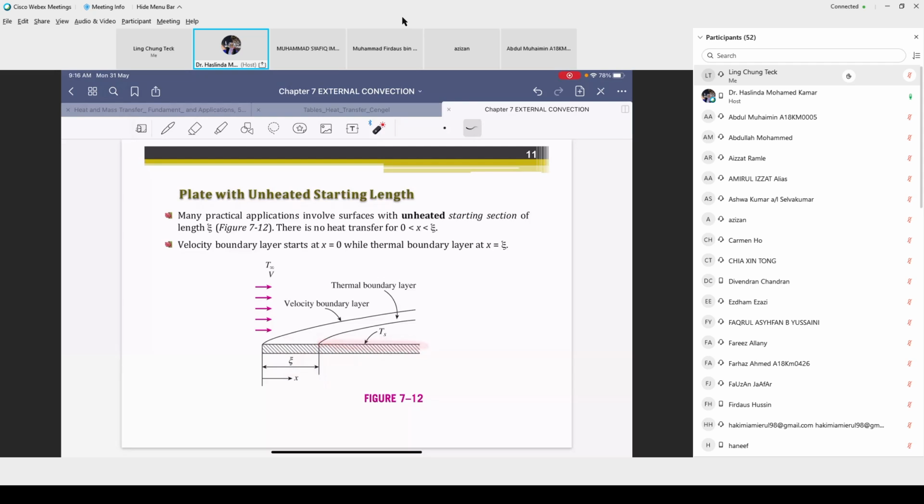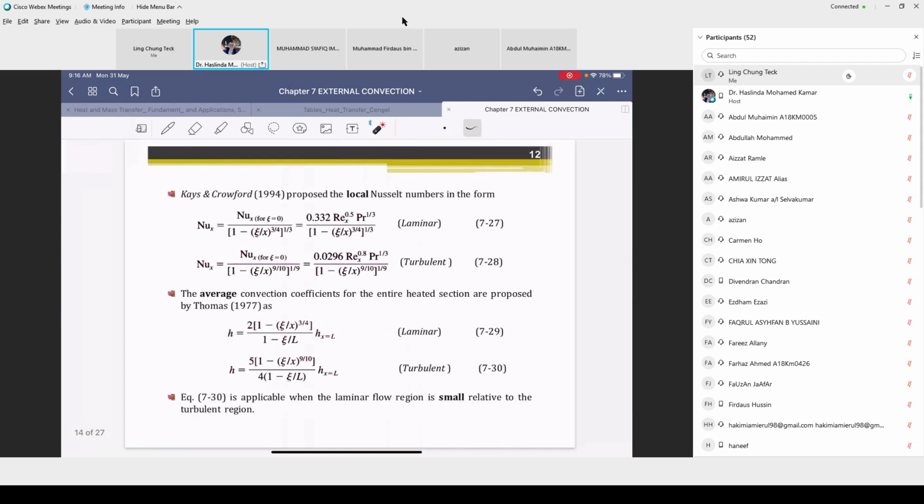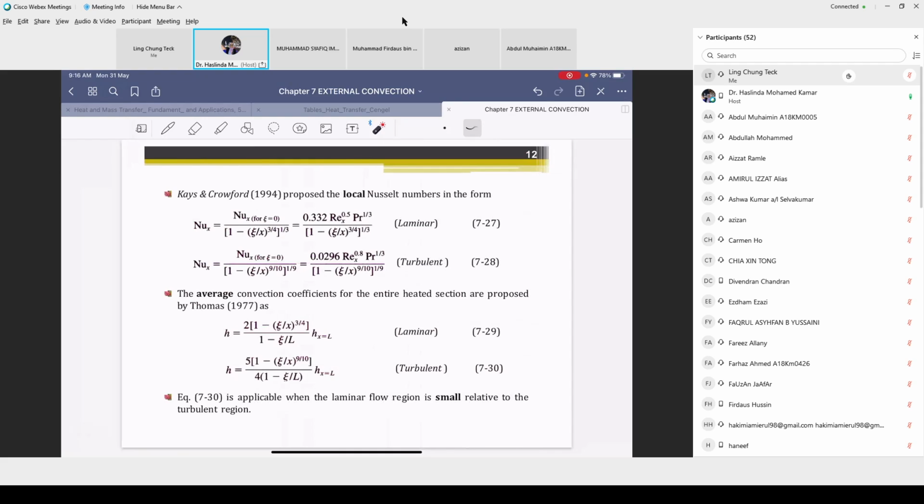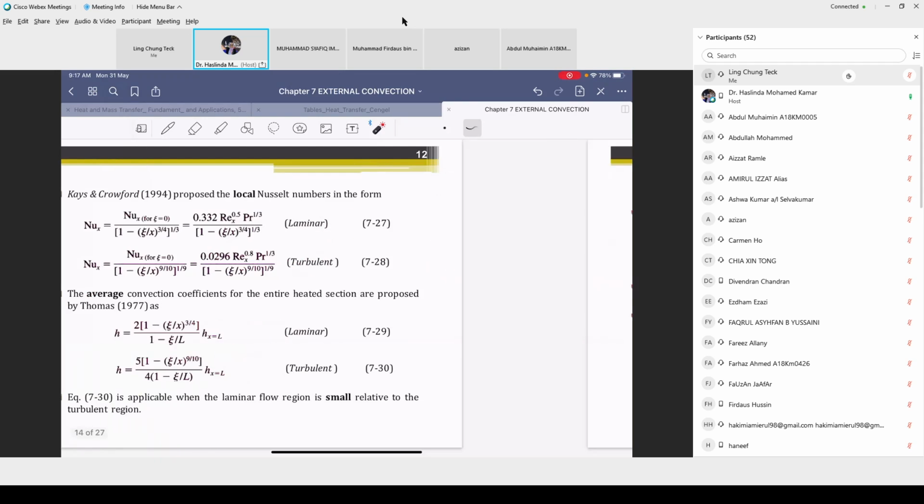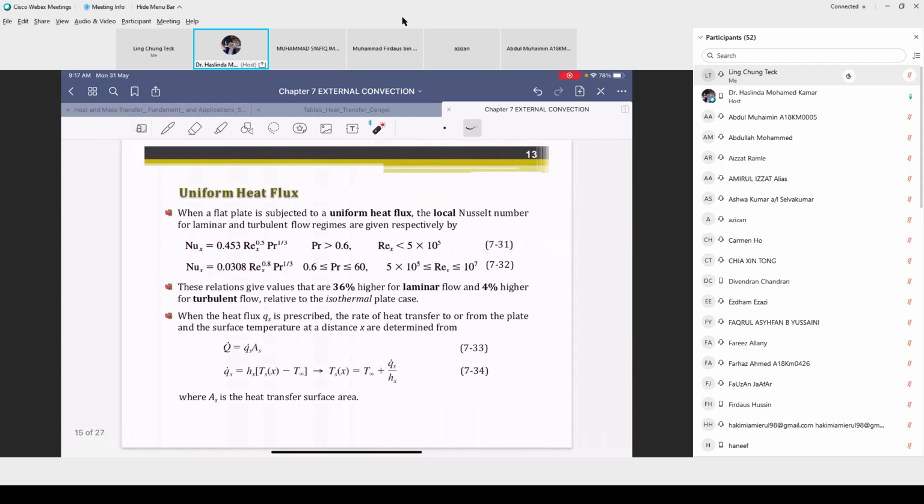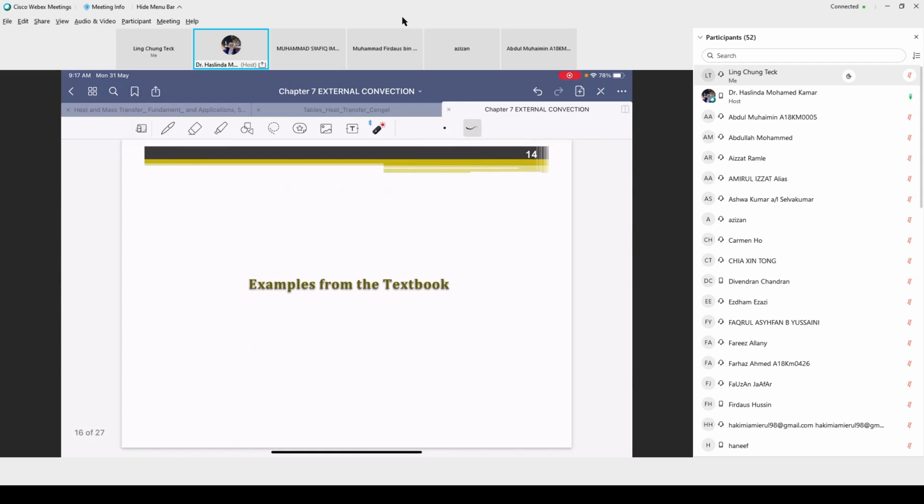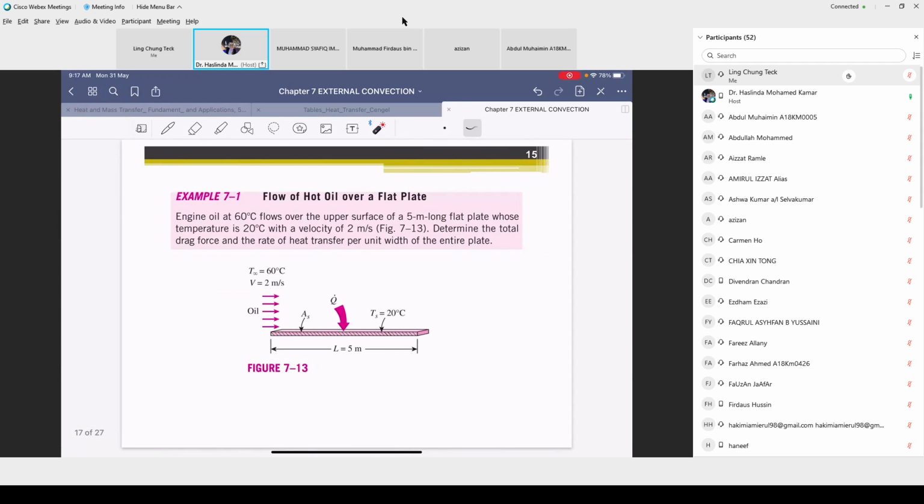So first, determine the Reynolds number. The Reynolds number formula is the same, but for the Nusselt number, if your flow is laminar, you can use equation 7-27, and if your flow is turbulent, you can use 7-28. I am going quickly because I want to give you one example. So this is for heat flux. Let me see if there is an example for constant surface temperature. Okay, this is constant surface temperature.